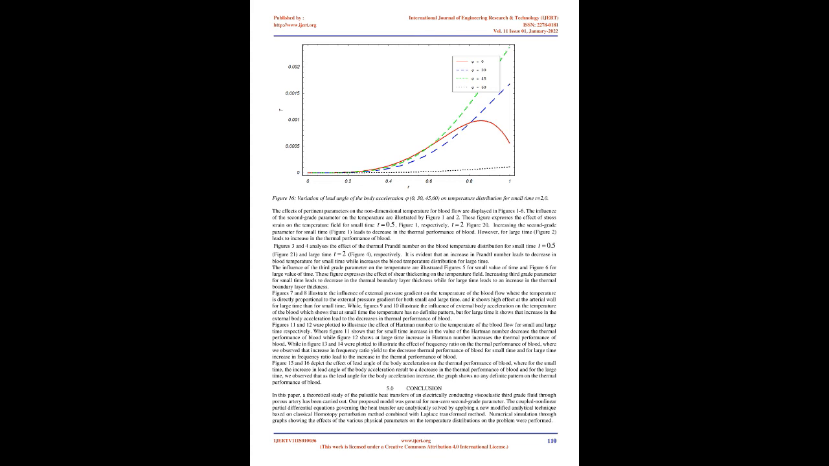The effects of pertinent parameters on the non-dimensional temperature for blood flow are displayed in Figures 1 to 6. The influence of the second-grade parameter on the temperature is illustrated by Figures 1 and 2. These figures express the effect of stress-strain on the temperature field for small time, Figure 1, and large time, Figure 2, respectively. Increasing the second-grade parameter for small time, Figure 1, leads to a decrease in the thermal performance of blood. However, for large time, Figure 2, it leads to an increase in the thermal performance of blood.